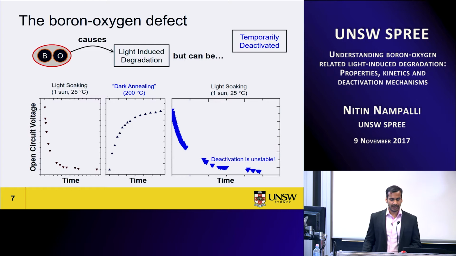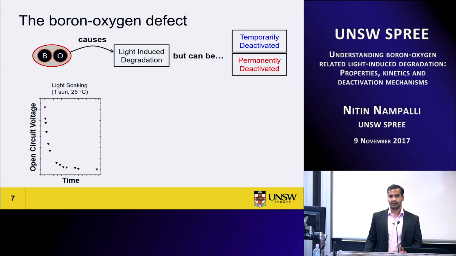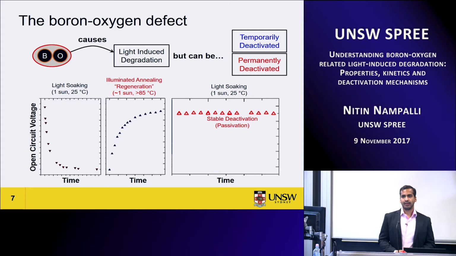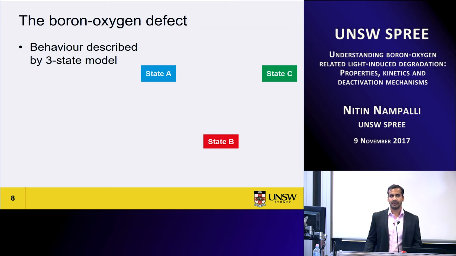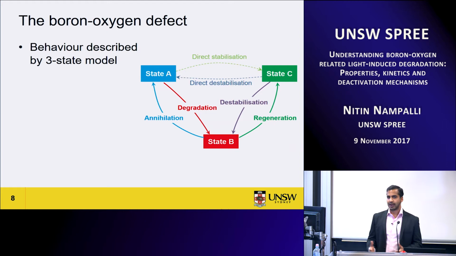There is a way to permanently deactivate these defects as well, and that's by doing an illuminated annealing. So it's at high temperatures and high light intensities, and if you do that, then further light soaking doesn't cause any more degradation. You can understand the behavior of the defect using a three-state model. State B we refer to as the degraded state. State A is this temporarily annealed state, and state C is the permanently deactivated state. For each two states, there are transitions going both ways. In theory, you could have a transition directly between states A and C, but there's been no evidence of that so far. So we mostly talk about these four reactions and the three states of the boron-oxygen defect.